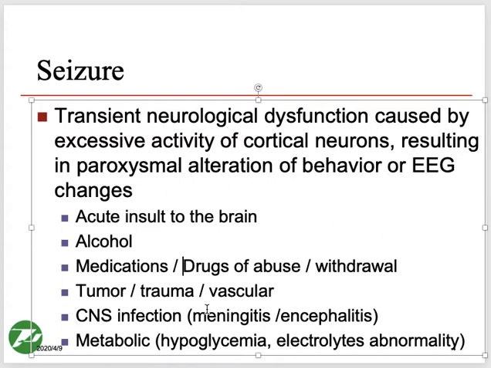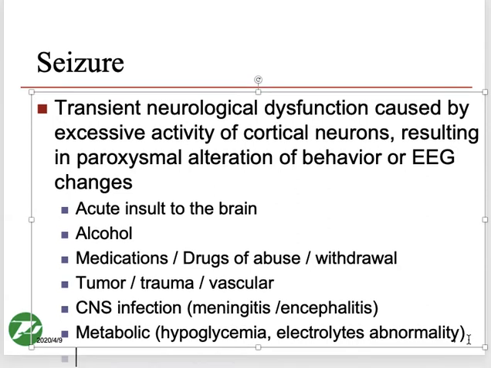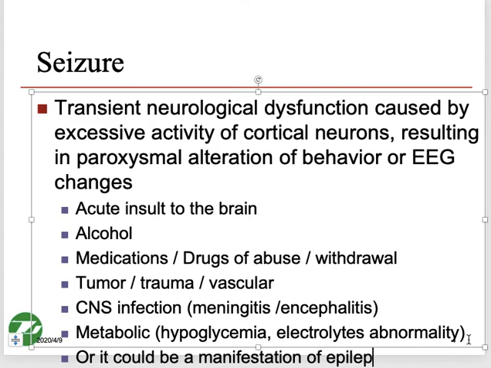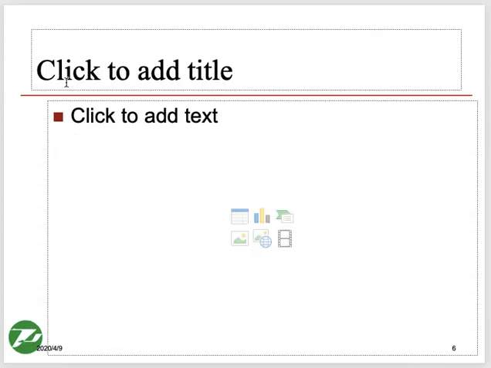Okay. So see, seizures can be caused by multiple conditions. And again, I'm stressing again, we are just discussing seizure, which is a short episode of behavior change, right? And the last point I would like to add here is, it could be a manifestation of epilepsy. Okay. Now, when I said it could be a manifestation of epilepsy, then we should discuss what is epilepsy, right? I hope you understand, guys. See, there are a lot of causes of seizures, right? So now I will discuss what is epilepsy.